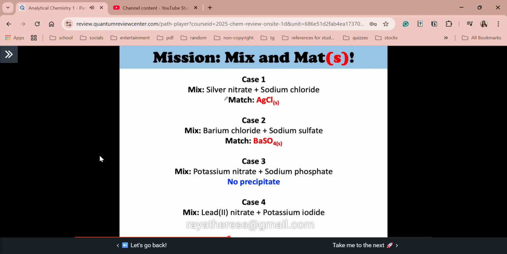Next, case number 4. Let's mix lead-2 nitrate and potassium iodide. So, Pb(NO3)2 and KI. May precipitate ba? Yes. So, it's a match. So, we have PbI2, yellow precipitate to.